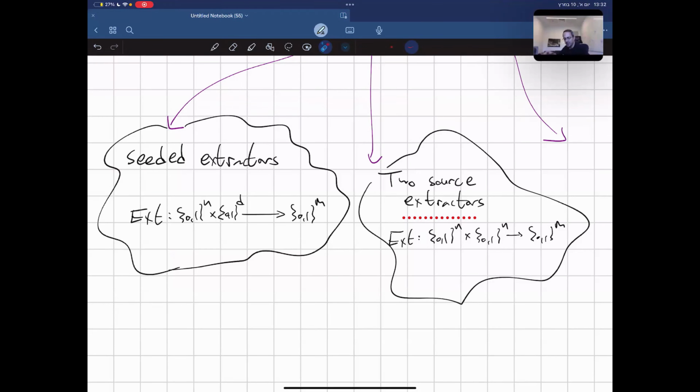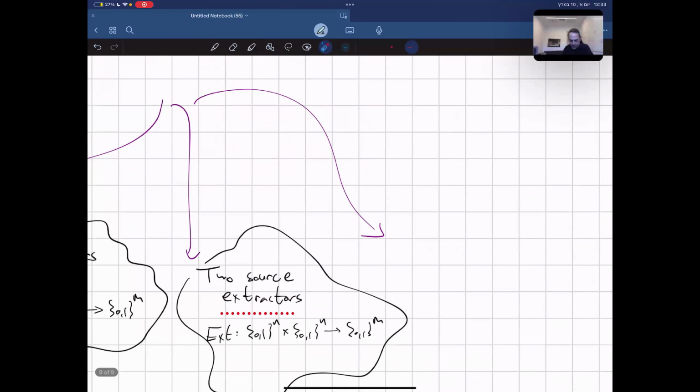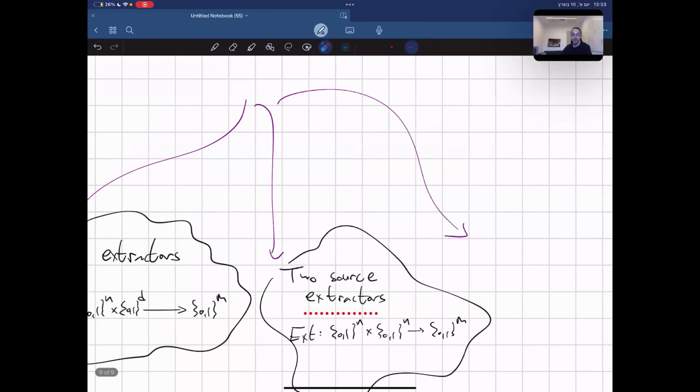But following a sequence of work on a variant of seeded extractors called non-malleable extractors, which we will not talk about here, a lot of progress was made on two-source extractors. In fact, by this point, we have essentially optimal constructions of this. And the breakthrough work here was by Eshan Chattopadhyay and David Zuckerman.